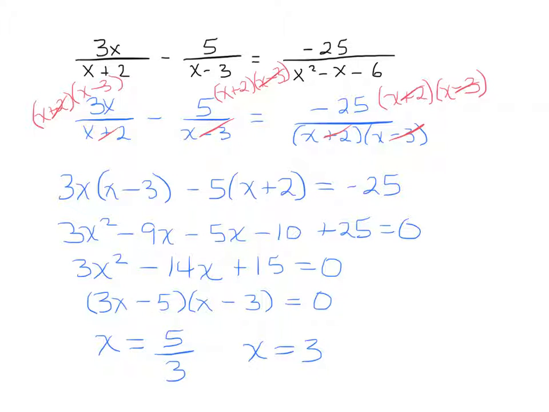There is a problem with my solutions though. What is it? One of the solutions is one of the non-permissible values. So if we look at the non-permissible values, we know x cannot equal negative 2 and x cannot equal 3, and yet at the end we got x equals 3. So we're going to reject that. That's an extraneous solution, and the answer is just x equals 5 over 3. So there's only one solution, because the other one is one of the non-permissible values. And the fact that it's a non-permissible value trumps the fact that we got it as a solution.